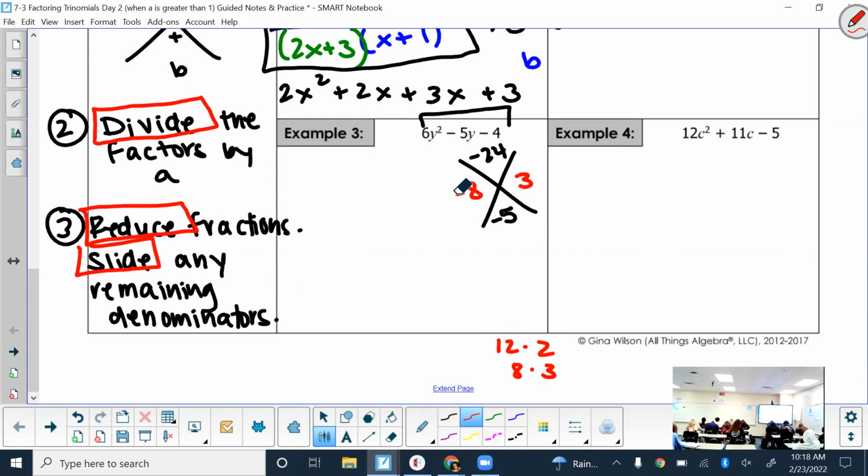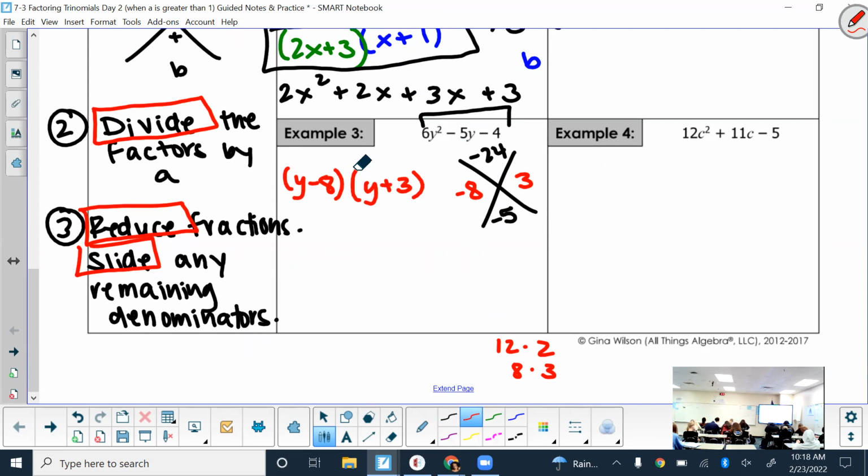Good. So 24 is one of those tricky ones. It has a lot of options. I started writing down my options, and then you just kind of keep going until you find a combination that could somehow create a -5. For it to do that, the negative has to be on the 8. So far, this is what we have: y - 8 and y + 3.